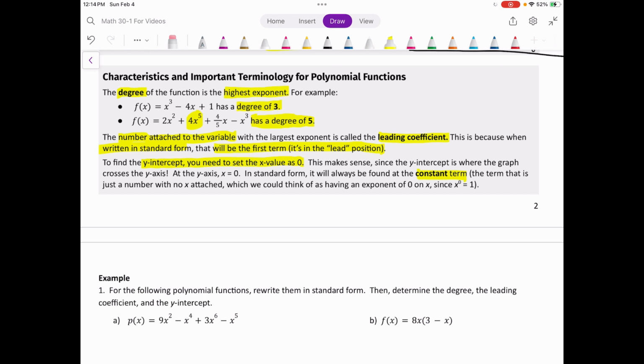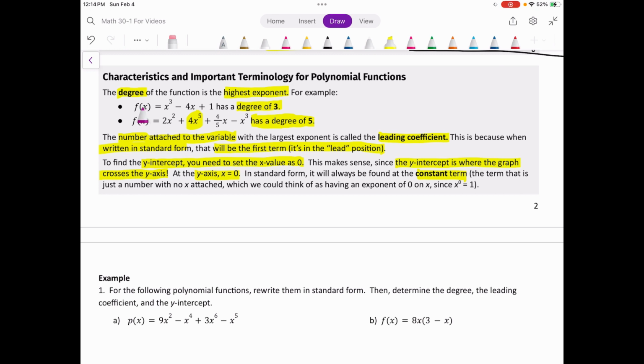It makes sense because where is the y-intercept? It's where the graph crosses the y-axis. And what is the value of x at the y-axis? It's 0. So again, a function, all it does is tell us what y is when we put in an x. At certain x's, it can tell us what the value of y would be.